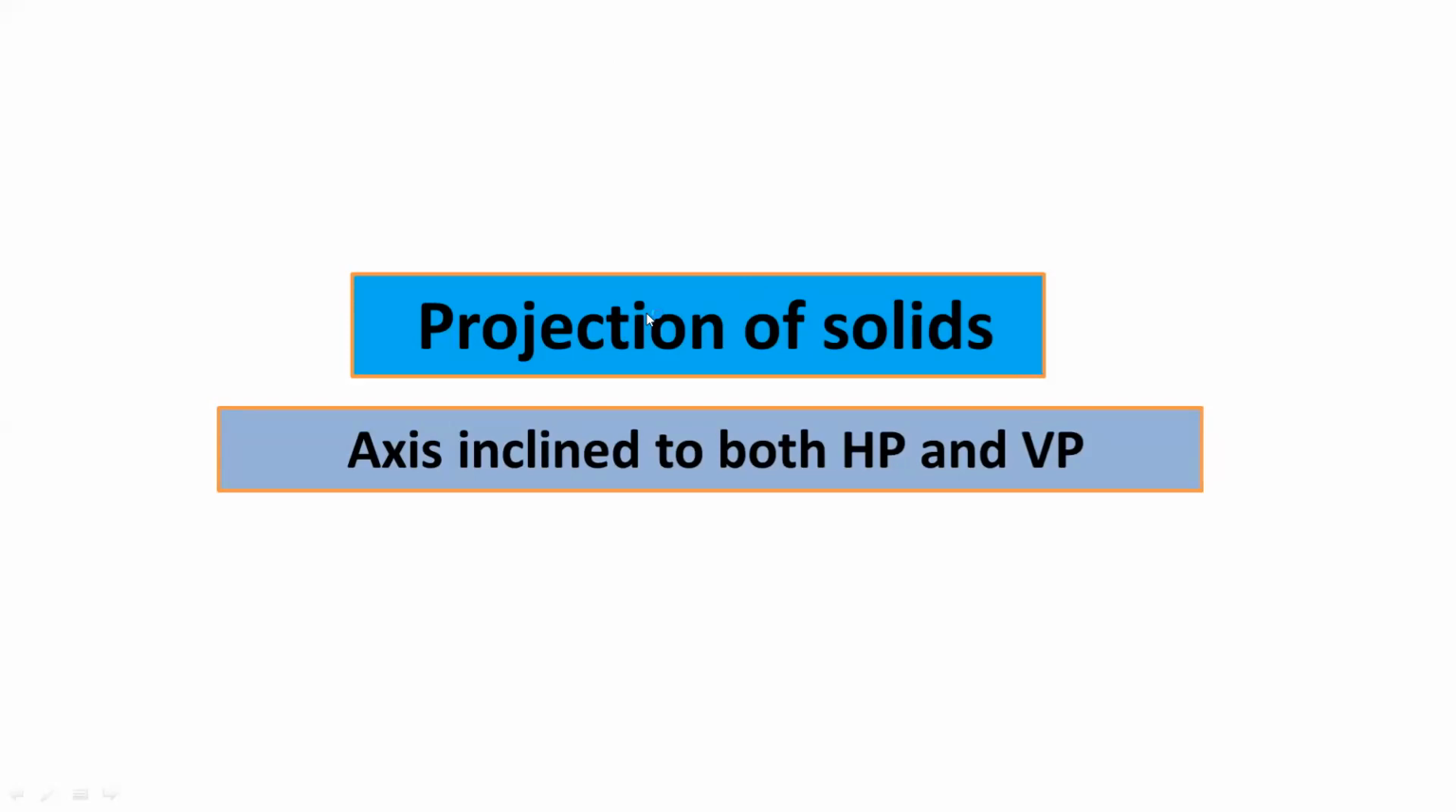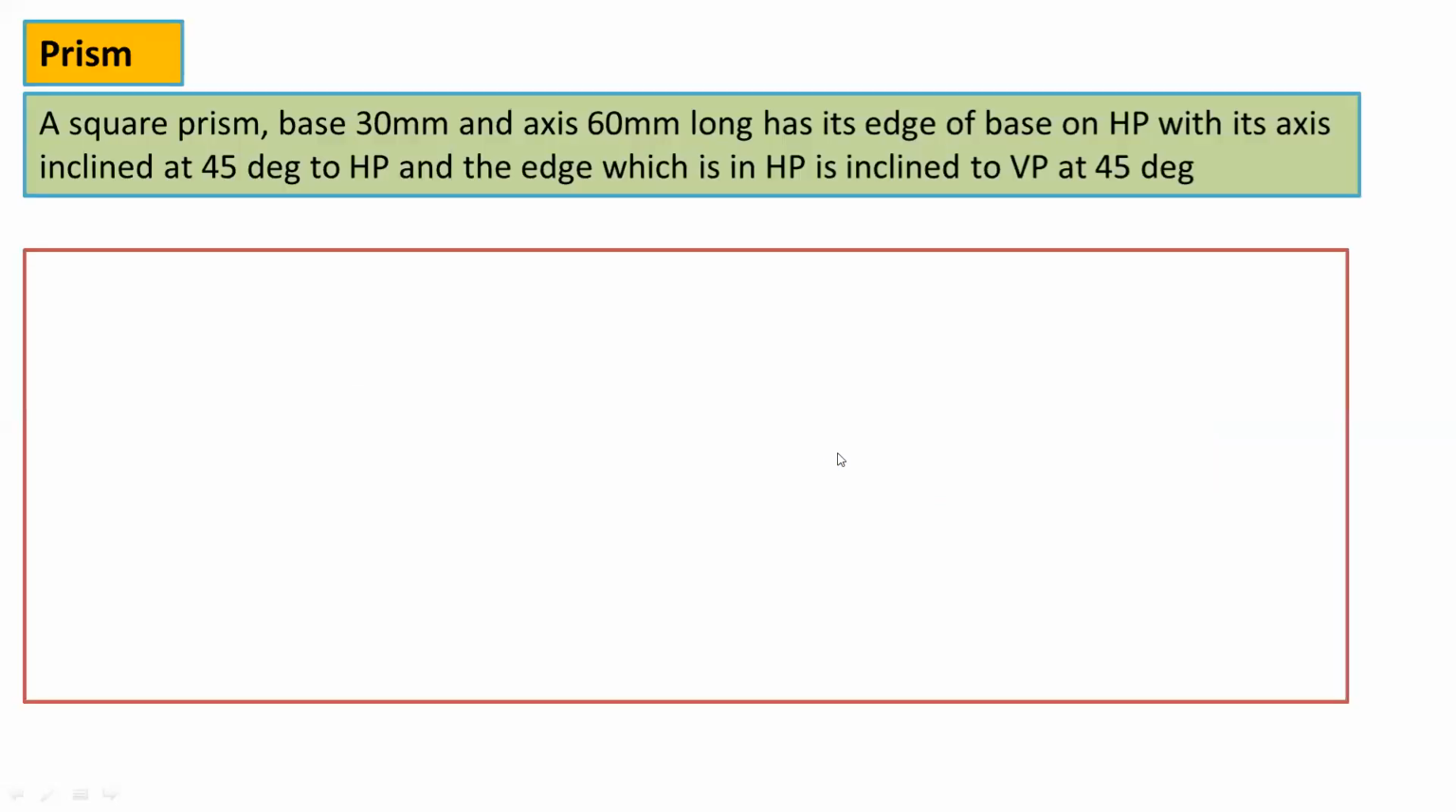So now we will see the projection of solid where the axis is inclined to both the planes HP and VP simultaneously. First we will consider the projection of a prism. So the solid geometry is the prism. You can note down this problem.